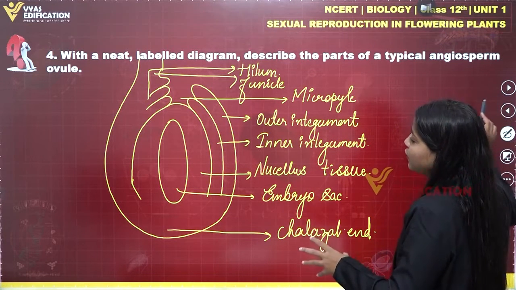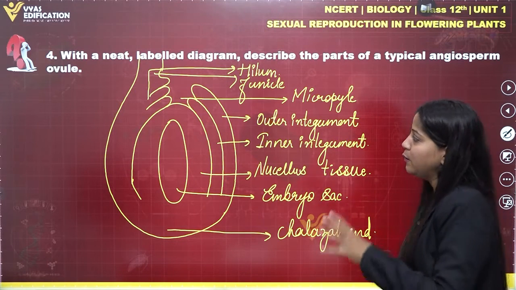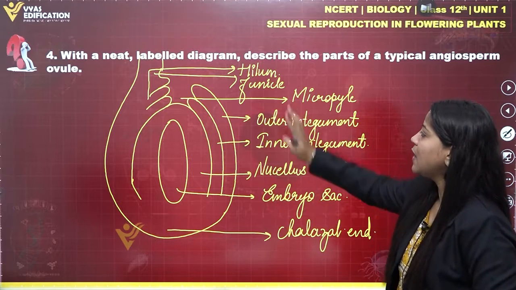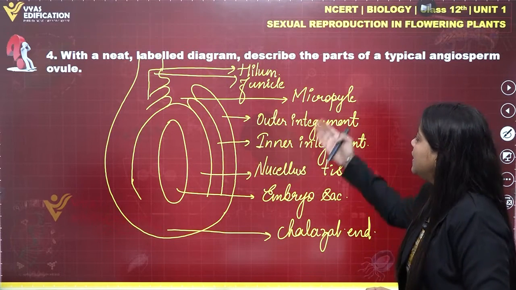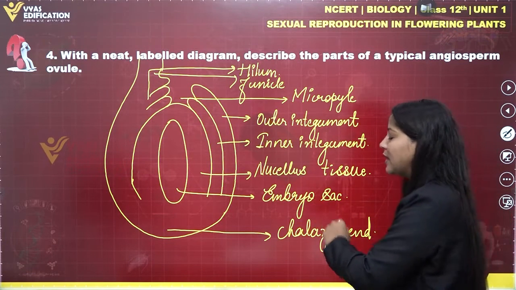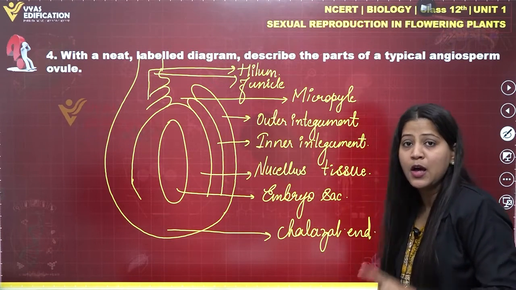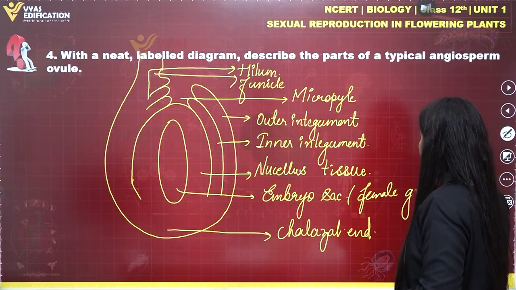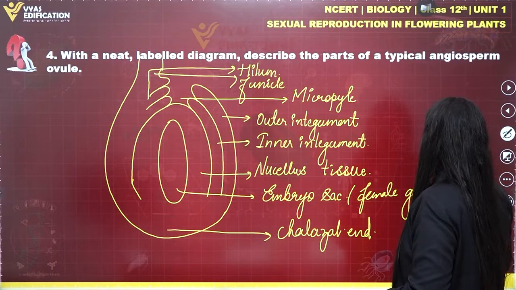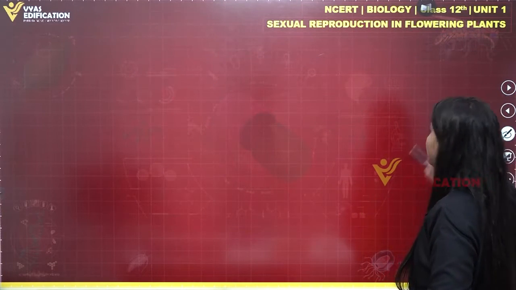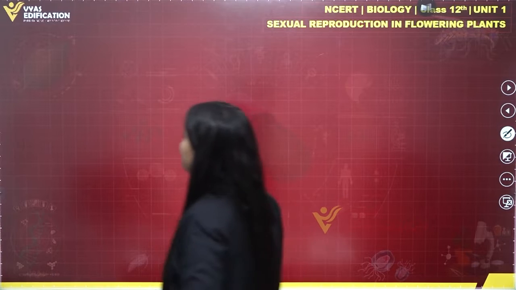Now we have to describe all these parts in detail. We know the parts of the ovule: hilum, funicle, micropyle region, outer and inner integuments, the nucellus tissue, and the embryo sac, which is a female gametophyte, going to give rise to the female gamete inside it. Alright, now we will discuss each and every part in detail.